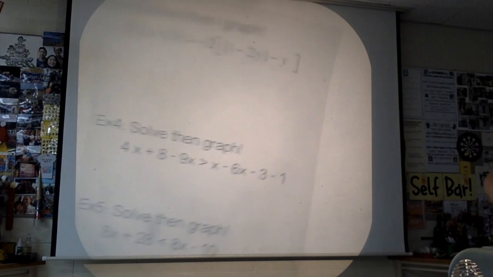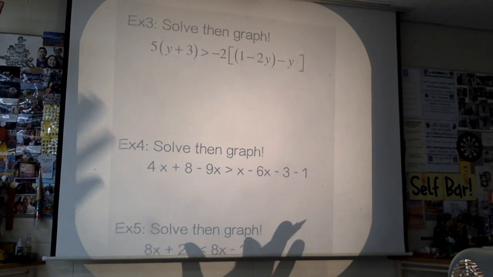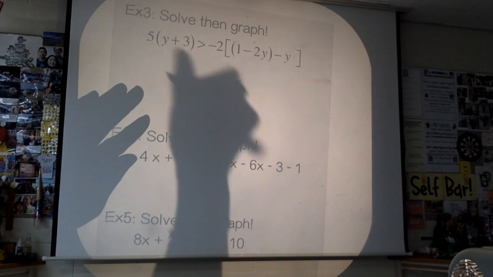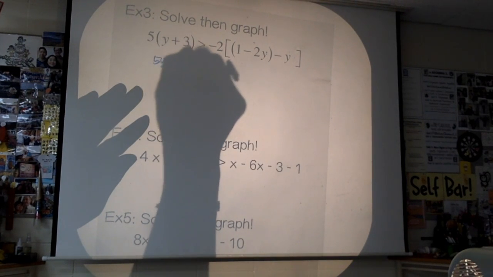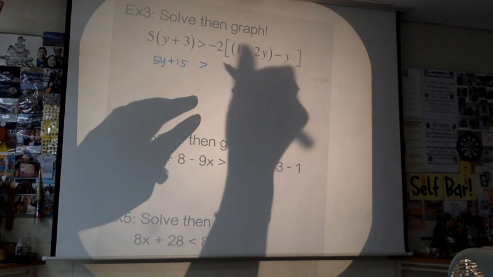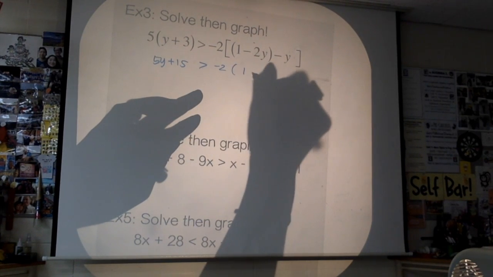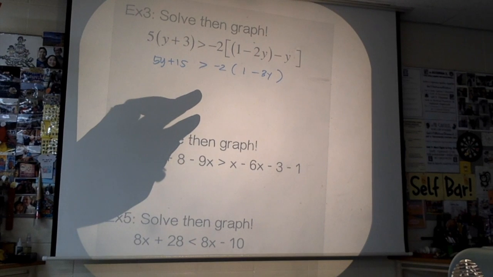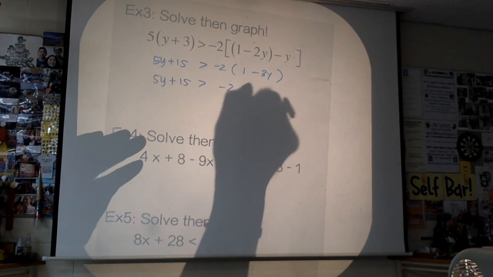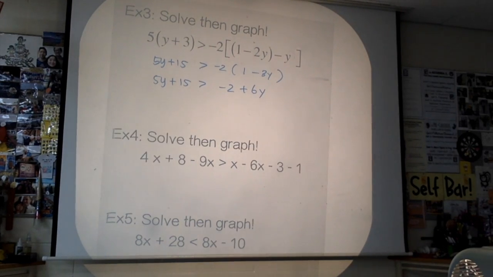All right, let's go here. Solve, then graph, okay? Why don't you guys stop the video and try this on your own right now, okay? All right, so I'm going to solve this. 5y plus 15 greater than. Now, I'm going to take care of everything inside here first. So it's -2, 1 minus 3y. All right, I'm going to multiply everything out, distribute. So I get -2 plus 6y.